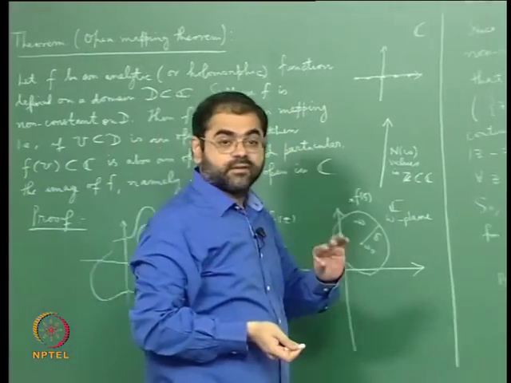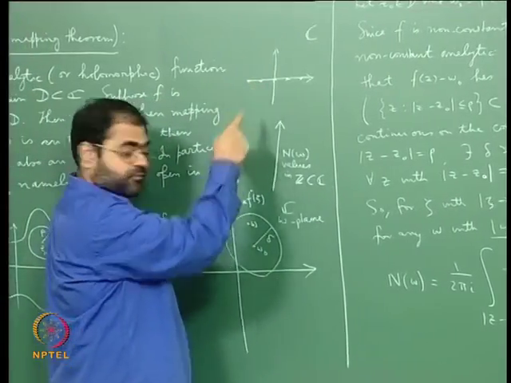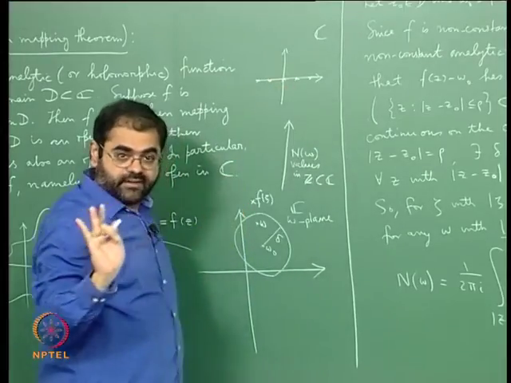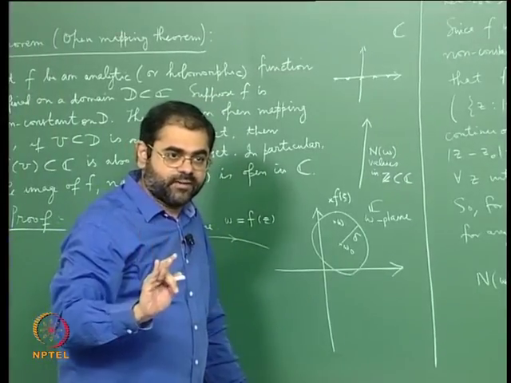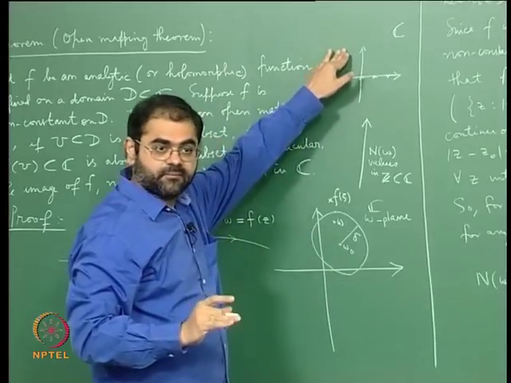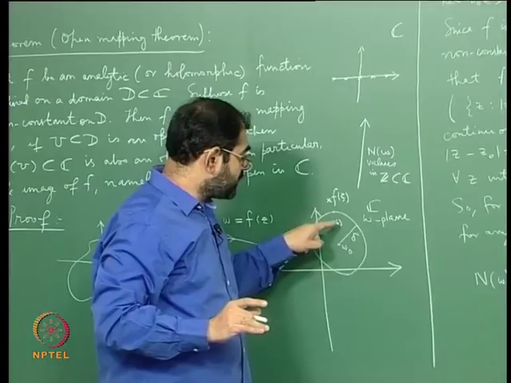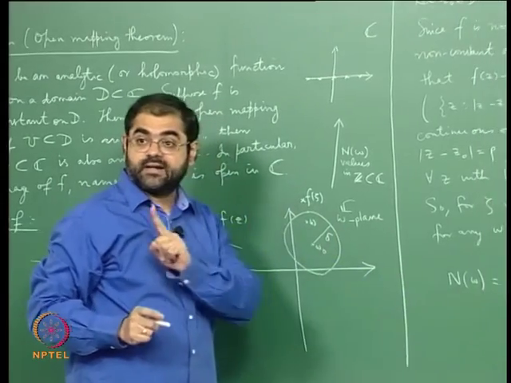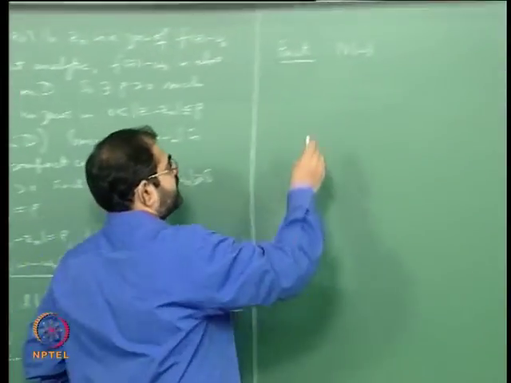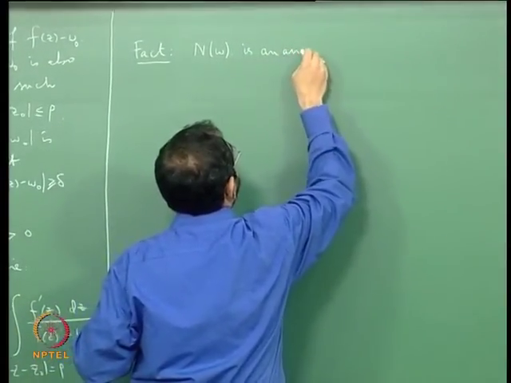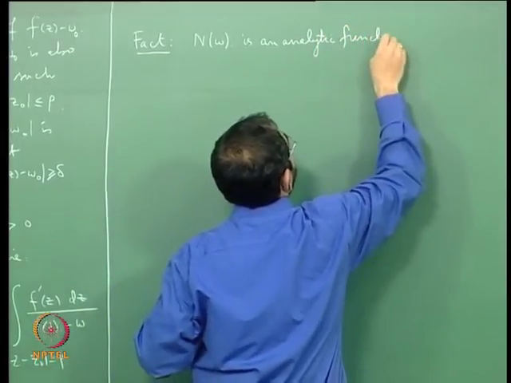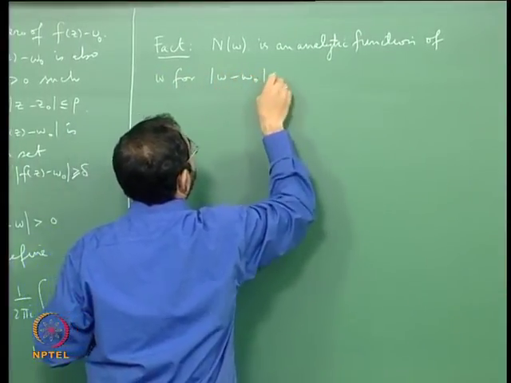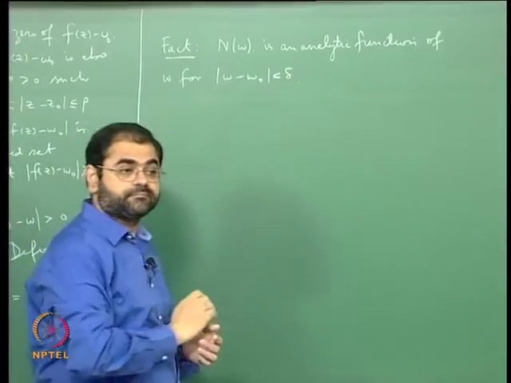Okay. Now the fact is the following. You have a function defined on this open disk, which takes values in the complex plane. Of course, the values are integer values. Forget the fact that they are integer values for the moment. Think of this function as simply taking values in the complex plane. The important fact is this function depends on this w, as w varies over this disk. The important fact is this n of w is an analytic function of w. That is the crucial fact. N of w is an analytic function of w for mod w minus w naught strictly less than delta. This is the fact. Okay.